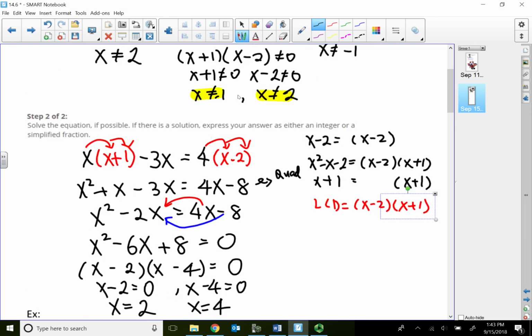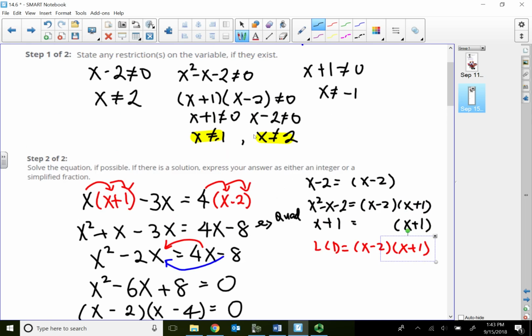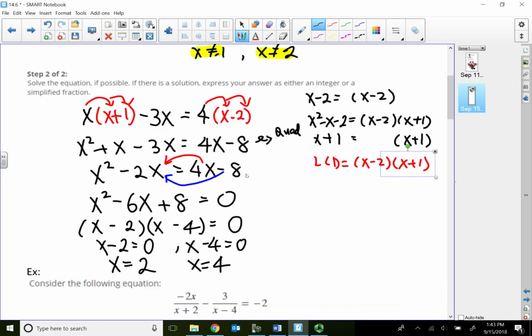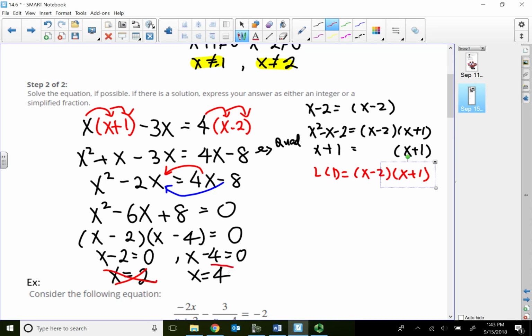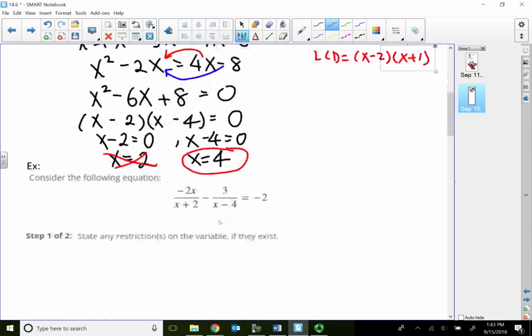But if you check against the restriction, remember the restriction says x cannot be positive 2. So that means this x equal to 2 cannot be my answer. Therefore, my only answer is going to be x equal to 4. All right.